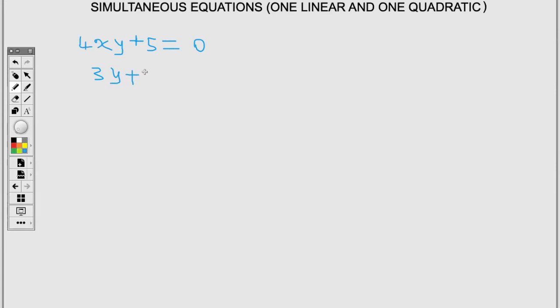The linear one, as you can see, is 3y plus x equals 1. So we're going to assign one of the equations to be equation 1 and another one to be equation 2. You can assign in whichever order, but my decision is to call the first equation, which is the quadratic, 4xy plus 5 equals 0, my equation 1. And the second equation will be my equation 2.